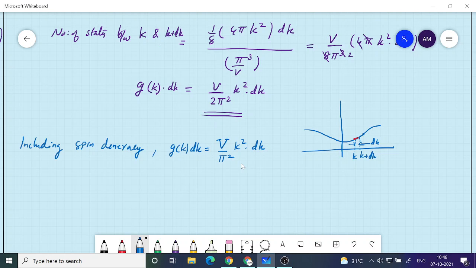Now what we want to do is, instead of talking in terms of k, I would like to bring this picture back into energy. This corresponds to one energy, and this corresponds to another energy. So I can say in this dE, how many electrons are there. So how can you bring this expression, instead of k, in terms of E?